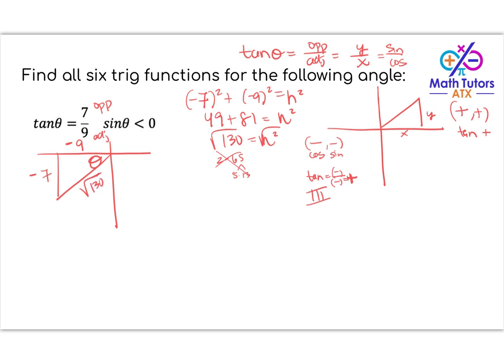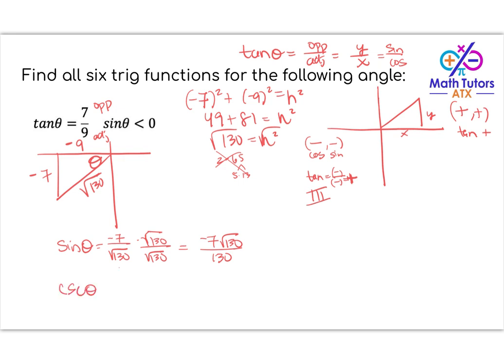Okay, now we are ready. Sine of theta is equal to opposite over hypotenuse. Yeah, you guessed it. We can't have a radical in the denominator, so we're going to go ahead and write it like that now. 7 does not go into 130, so that is as simplified as I can get it.